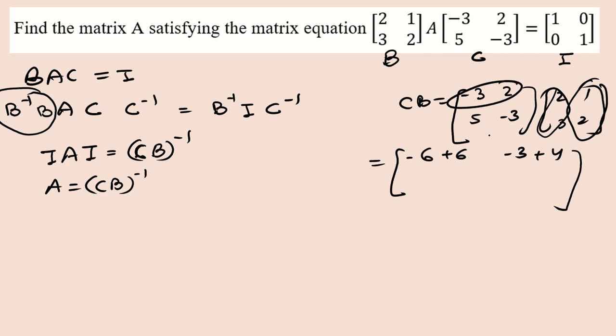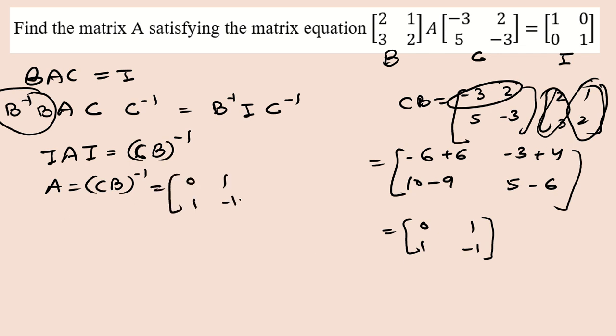Now, here it is 5 multiplied by 10, then multiplied by 3, so it is minus 9. Then 5 times 5, 5 times 1, 5 minus 6, okay? This is 0, 1, 1 and minus 1, okay? So this is C into B. So it is equal to the inverse of 0, 1, 1, minus 1.